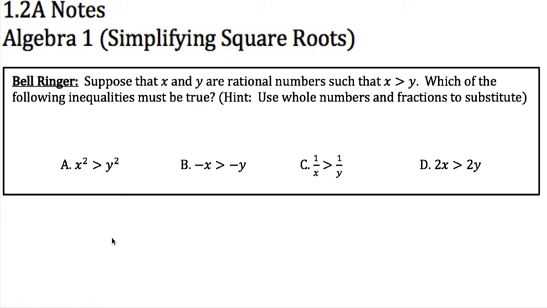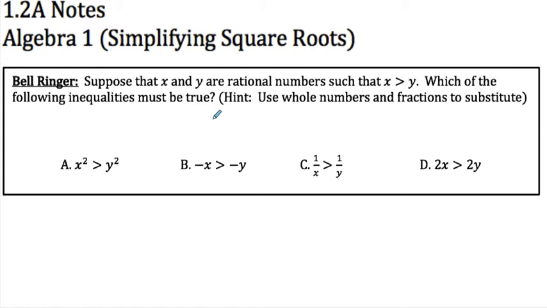So basically, if we have two numbers, x and y, such that x is greater than y, we want to know which of these will be true always, no matter what number we choose. So in order to do that, basically what we do is we try to find something that does not work. So let me show you what I'm talking about here. For x and y, we need a number x that is greater than the number y.